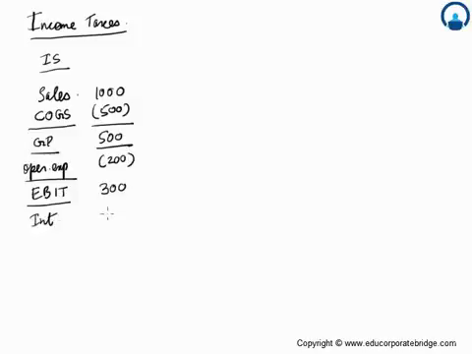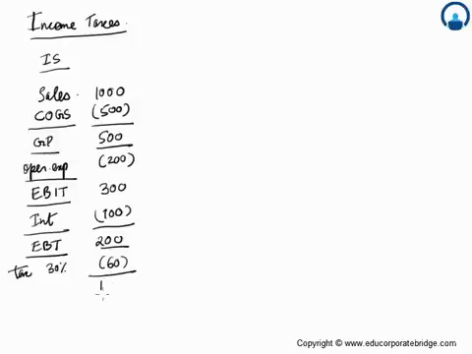Interest, let's say it is another 100. So what we get is earnings before taxes. This is basically equal to 200 here, and let's assume that the taxes we need to pay is at the rate of 30%. So 200 into 30% will be 60 here. So what we get is 140, that is the net income.